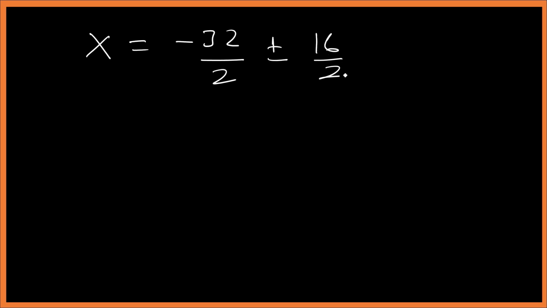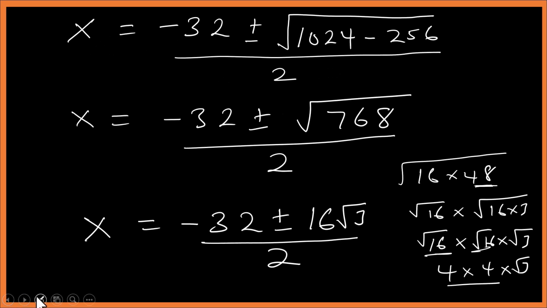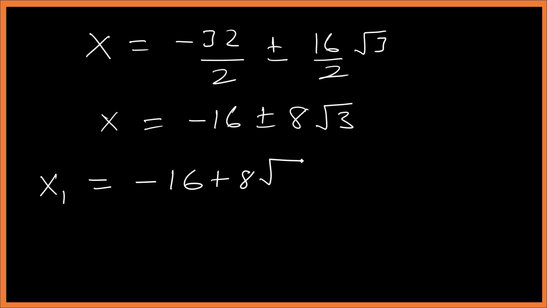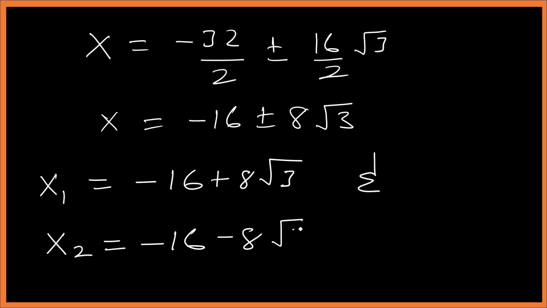So this is the same as x equals minus 32 on 2 plus or minus 16 on 2 root 3. Dividing by 2, 32 over 2 is minus 16, and 16 over 2 is 8, so 8 root 3. So the first answer, x1, equals minus 16 plus 8 root 3, and the second one, x2, is minus 16 minus 8 root 3. So that is the solution.